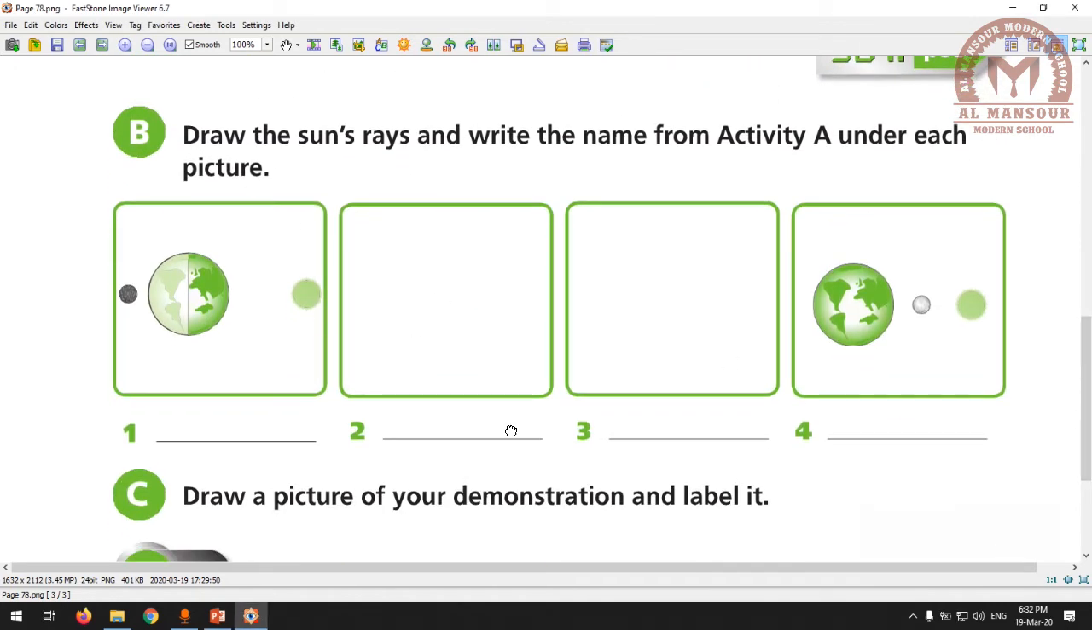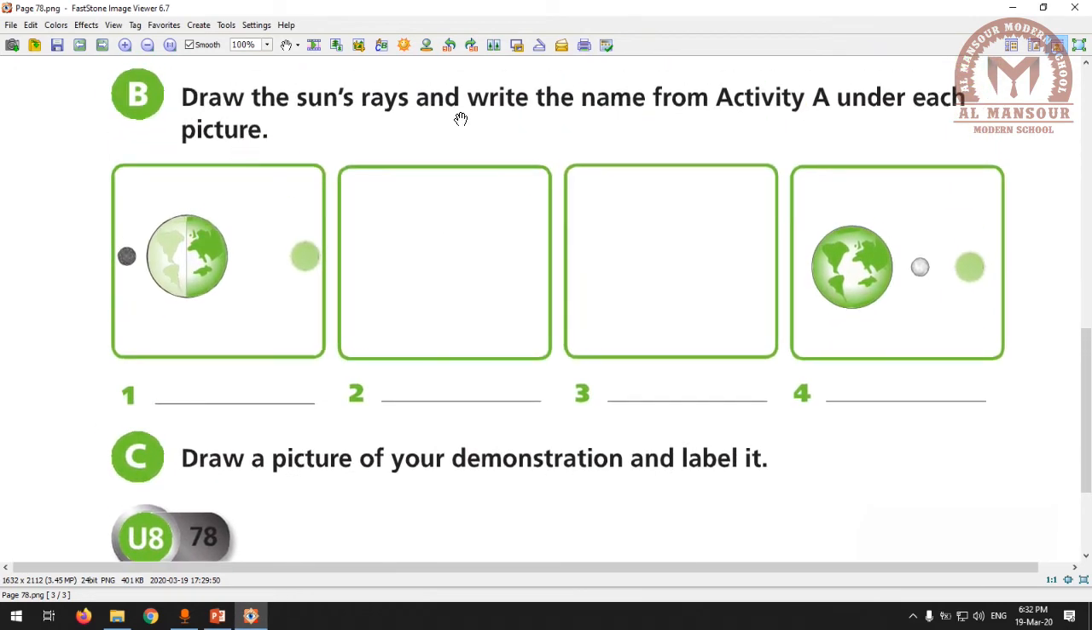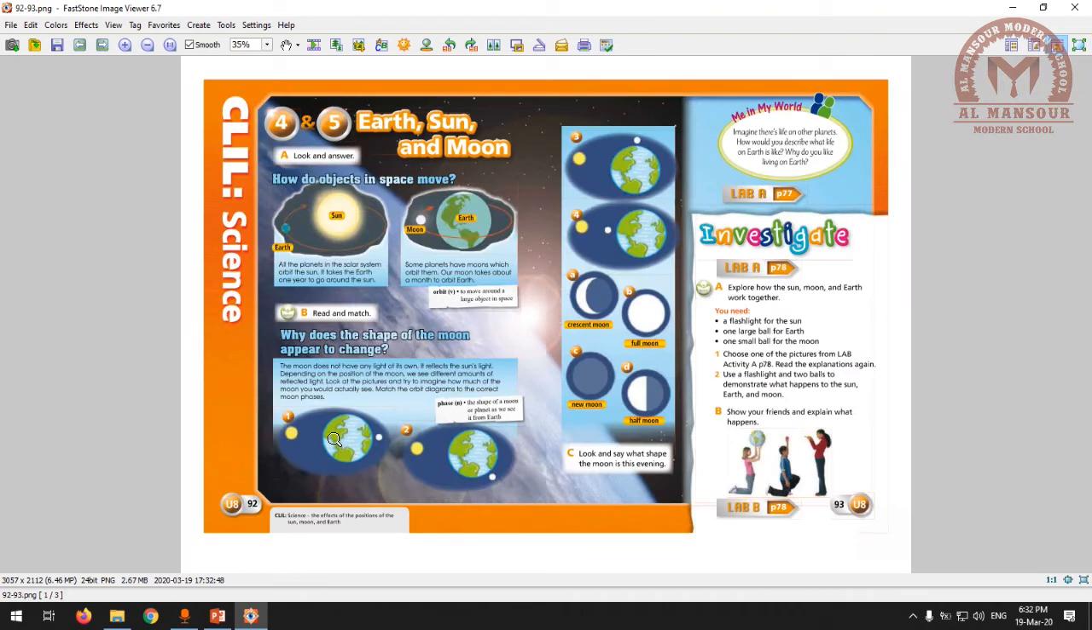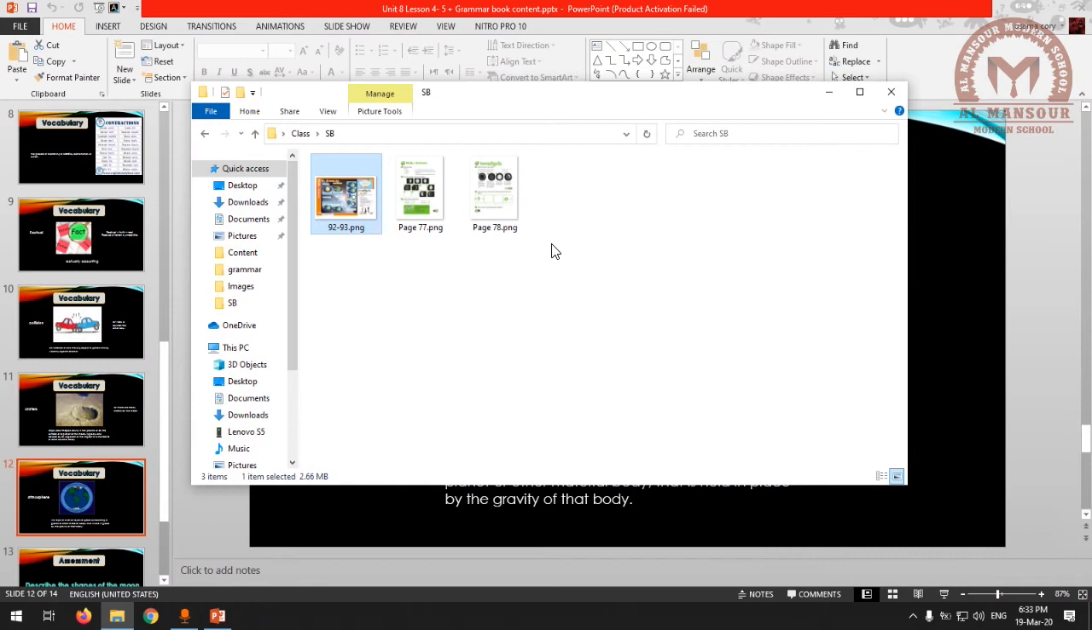Here you're also going to finish these two by yourself. You're going to draw a picture, draw the sun ray and write the name from activity A under each picture. You're going to use the student book to help you out. Draw these things. You can use pictures 1, 2, 3, 4 to draw the pictures you want.